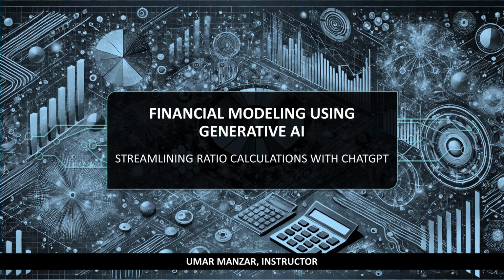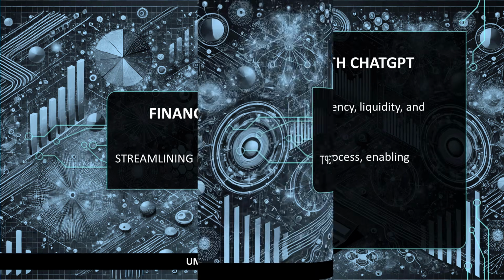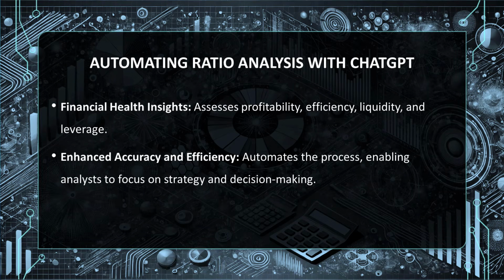We will now be exploring the advanced capabilities of artificial intelligence, specifically leveraging ChatGPT to automate and enhance the process of ratio analysis in financial modeling. Ratio analysis is fundamental in assessing the financial health of any business, providing insights into profitability, efficiency, liquidity, and leverage. By automating this process, we can achieve higher accuracy and efficiency, allowing financial analysts to focus on strategy and decision making.